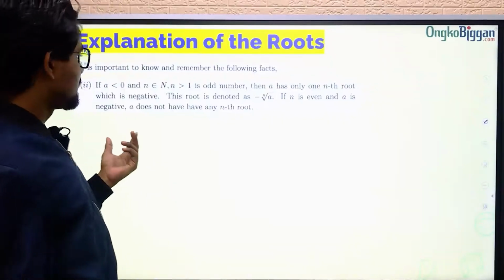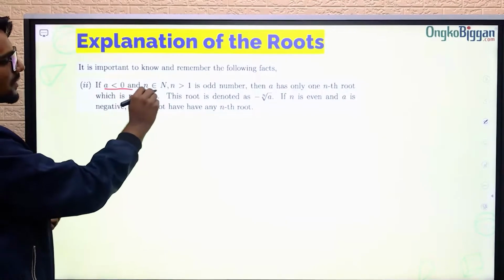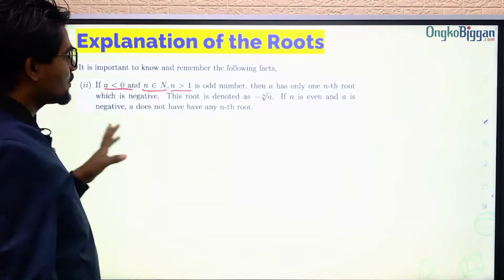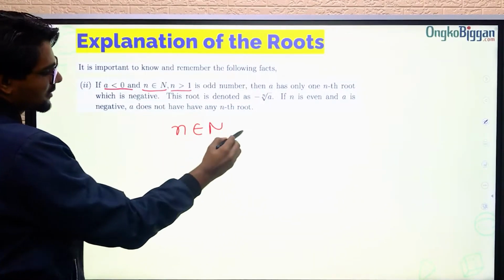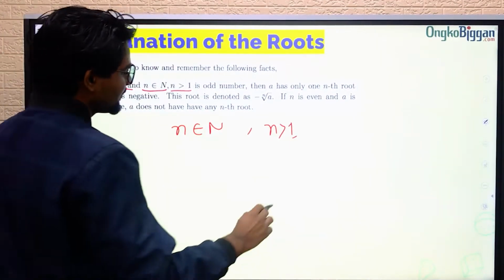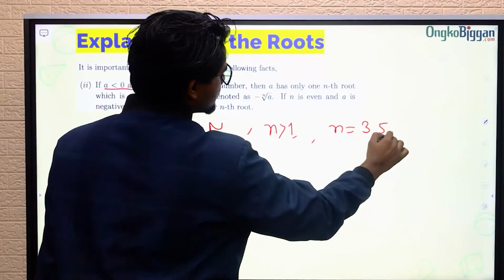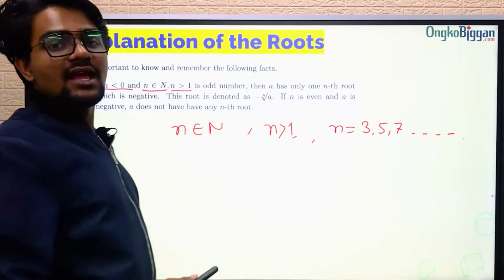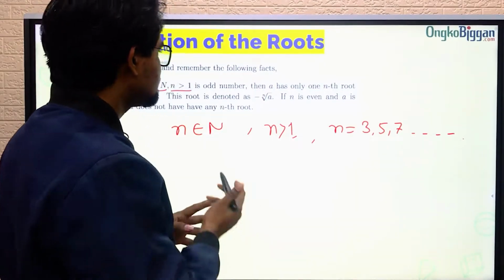The second rule, or the second fact, is that if a is smaller than 1 and n belongs to the natural numbers and n is greater than 1 and an odd number, so n can be equal to 3, 5, 7, and it goes on.